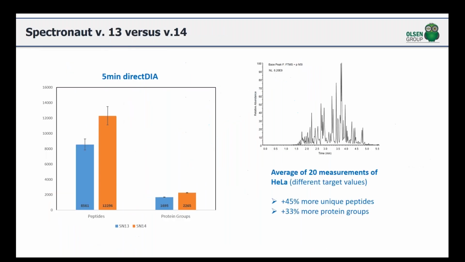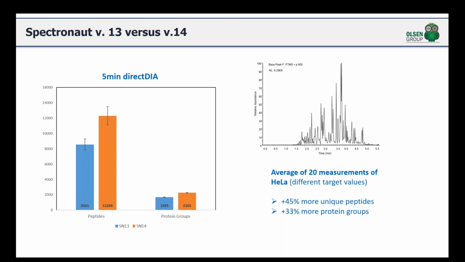reproducibility on the quantification. So all of these analyses were done with Spectronaut version 13, and now with the new version 14, we were fortunate enough to get early access to test this version, and we were very surprised to see how much we're actually able to increase the coverage of peptides and proteins.